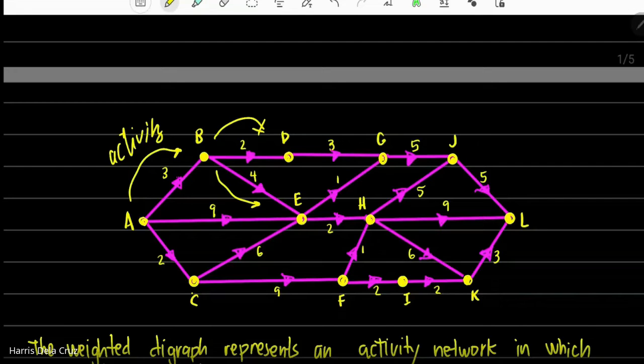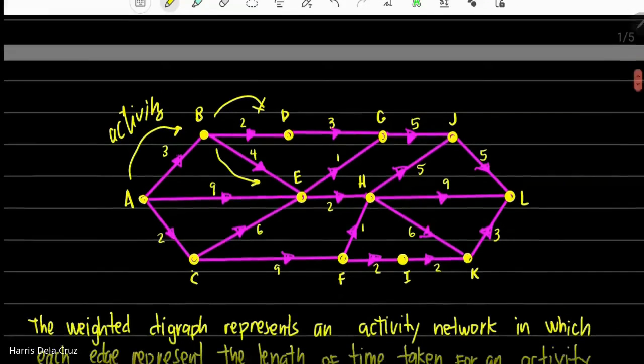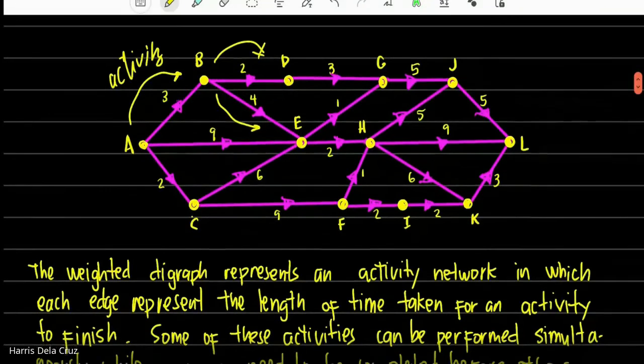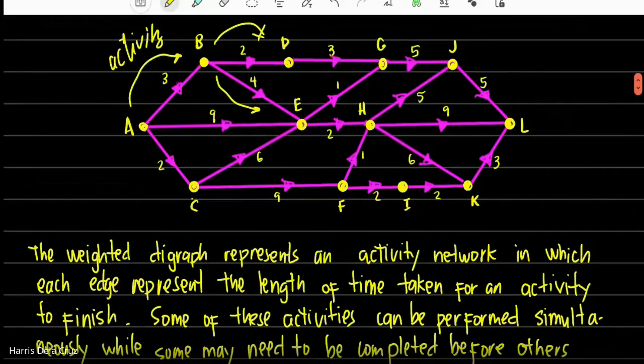Yan. So the weighted diagram here represent an activity network na tinatawag. So when you say activity network, ano lang yon, diagram that shows you the dependence of the activity, in which each edge represent the length of time taken for an activity to finish. So, yung mga markings natin dyan, 3, 9, 2, yan yung time required to finish activity from A to E.